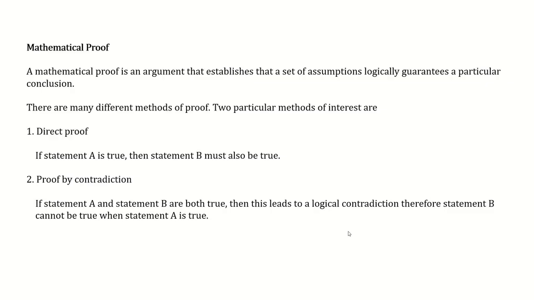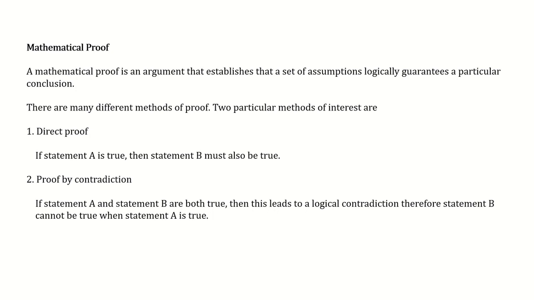In this video we're going to look at methods of mathematical proof. A mathematical proof is an argument that establishes that a set of assumptions logically guarantees a particular conclusion. There are many different methods of proof, but two particular methods of interest for us are the methods of direct proof and proof by contradiction.